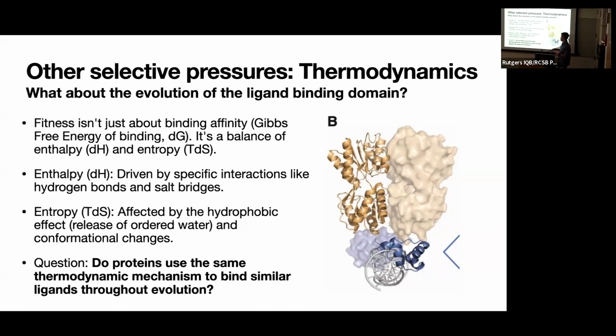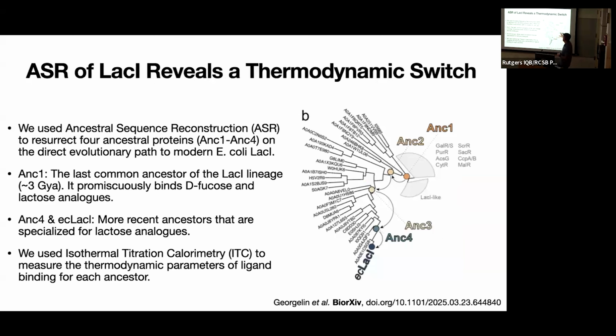And so what we wanted to try to ask was, again, a broader question: do proteins use the same thermodynamic mechanisms to bind similar ligands throughout evolution? Lots of people have looked at evolution, like, are the binding affinity changes and the specificity changes? And that's cool. What I wanted to look at was at the thermodynamic level, do mechanisms change in terms of how these things work? So we took the same tree.